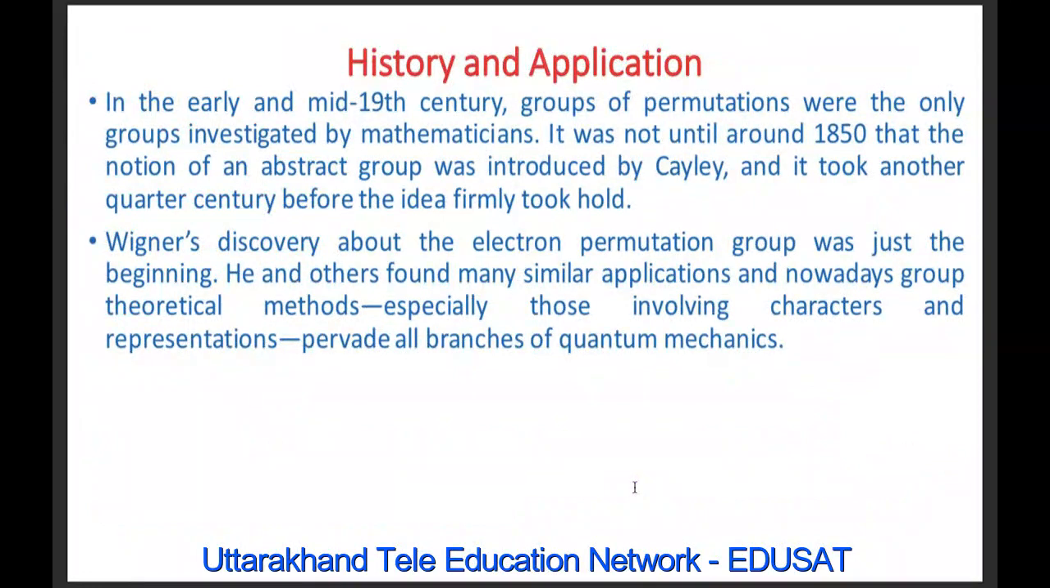In the early and mid 19th century, groups of permutations were the only groups investigated by mathematicians. It was not until around 1850 that the notion of abstract group was introduced by Cayley, and it took another quarter century before the idea firmly took hold. Wigner's discovery about the electron permutation group was just the beginning. He and others found many similar applications, and nowadays group theoretical methods, especially those involving characters and representation, pervade all branches of quantum mechanics. Thank you.